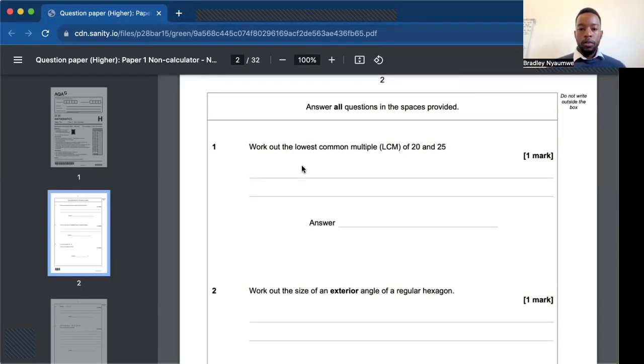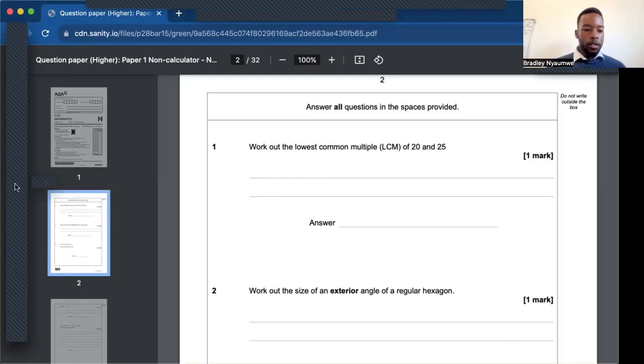Work out the lowest common multiple of 20 and 25. Well, just off the top of my head, I would guess that this is 100. But let's actually do the maths so that we can figure this out. So first thing we'd want to do is, if I get my drawing device, let me change the color to red. All right, so we're gonna first of all do the factor trees.